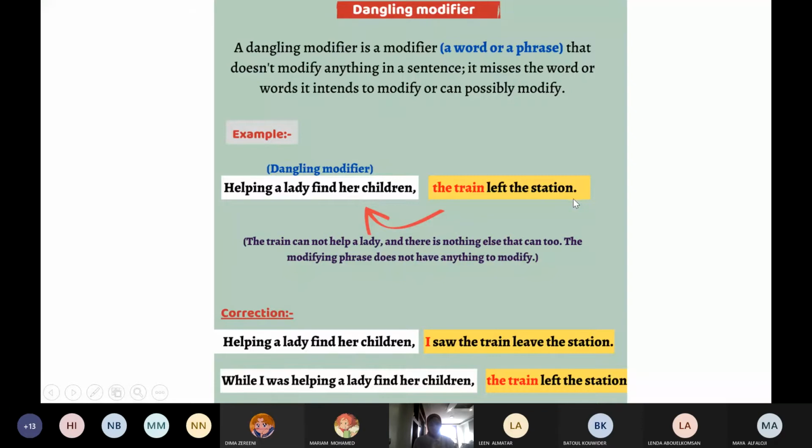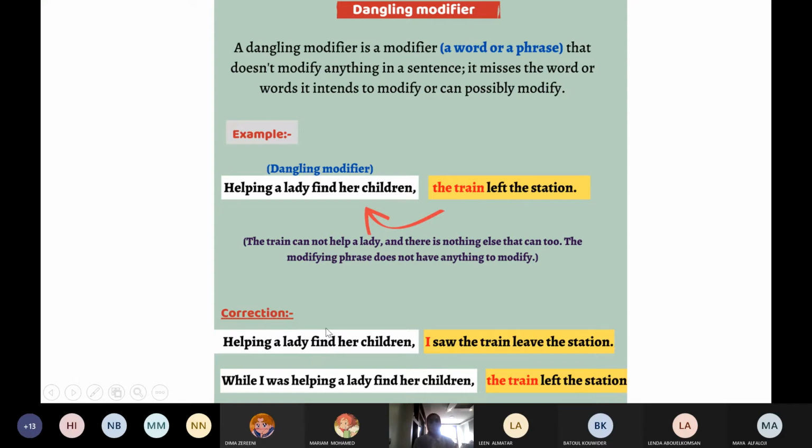Left the station. The train left the station. Helping a lady find her children. The train helped a lady find her children? Of course not. The train cannot help a lady, and there is nothing else that can do that except a human. So the modifying phrase does not have anything to modify.